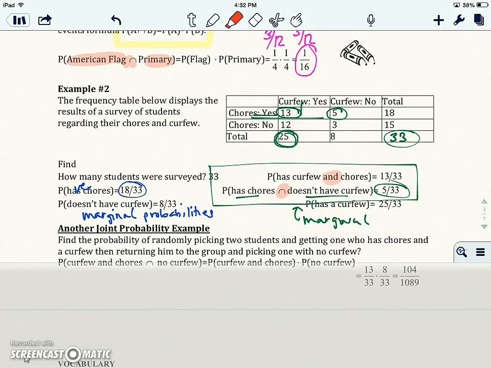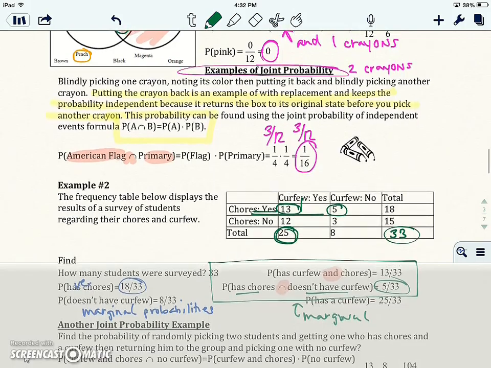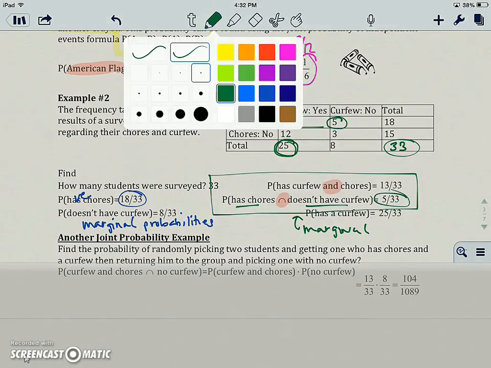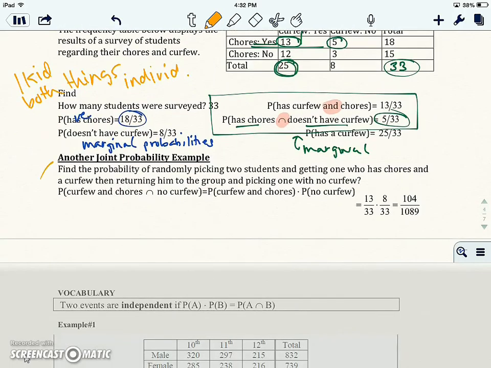Okay. Another joint probability example would be find the probability of randomly picking two students and getting one who has chores and a curfew, then returning to the group and picking one with no curfew. So before, these were individual probabilities, but we were having two things happening to one kid, both things. So it was individual. Well, now another joint, okay, two kids. So curfew and chores, and then no curfew.